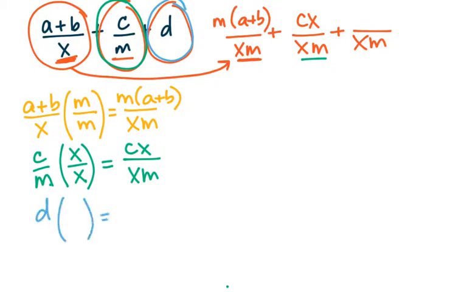But we still need to multiply that by something, because if we need to add it to the other terms, it still also needs to have a common denominator. So if my denominator needs to become an xm, that means I need to multiply the top and bottom by an xm.